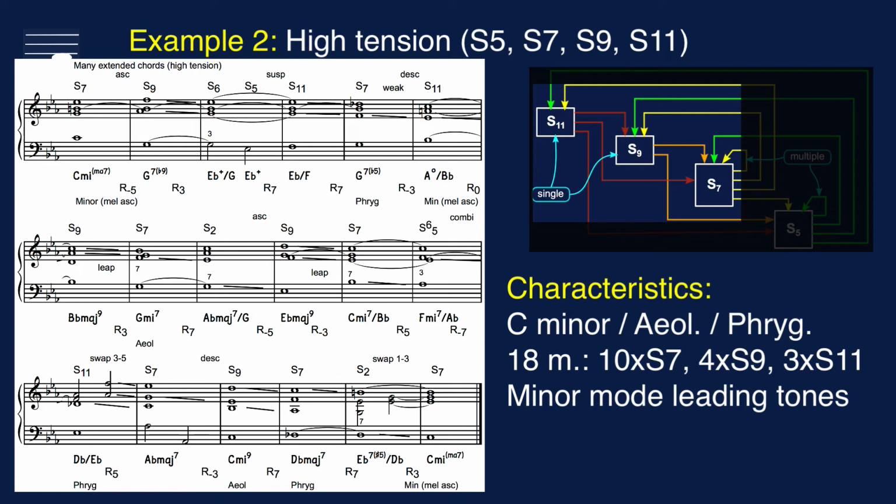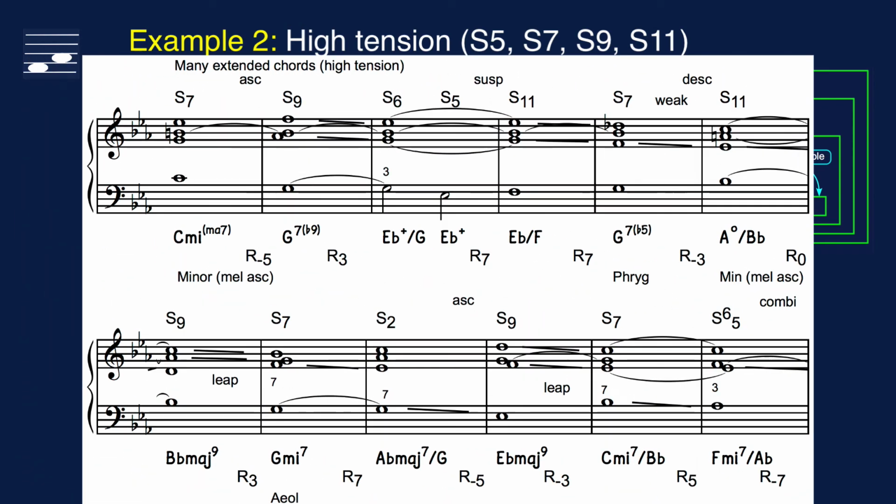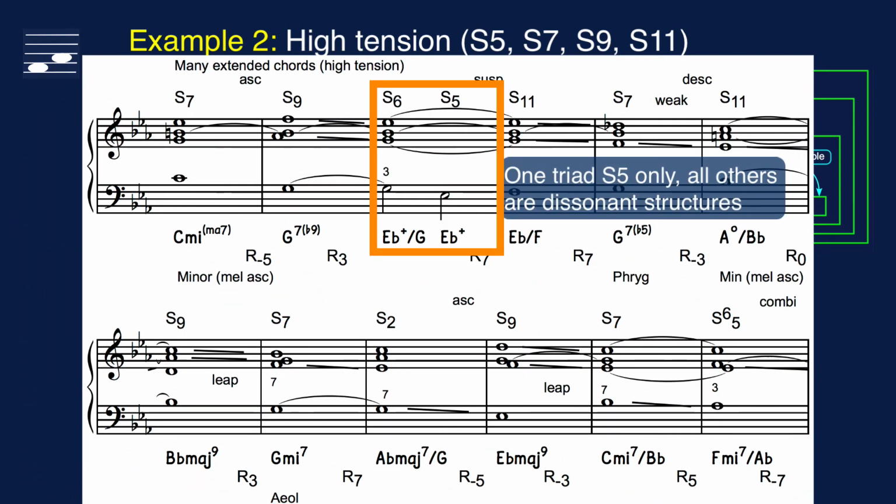In this 18-chord progression there is only one triad S5, there are 10 7th chords and 7 higher tension chords. This high density of extended chords complicates the voice leading. Again, we zoom in on this progression. This time I only marked the triad. Note the single occurrences of S9 and S11 and the series of consecutive 7th chords.